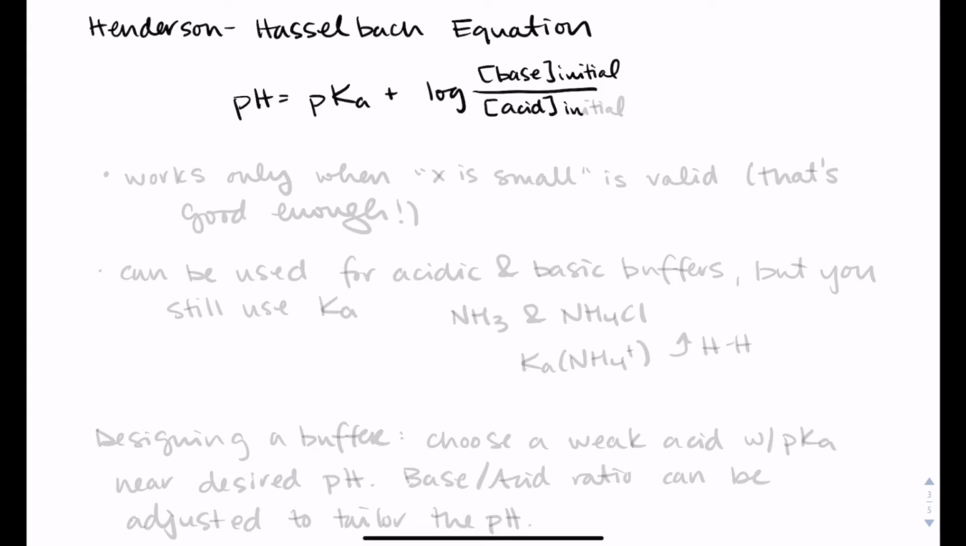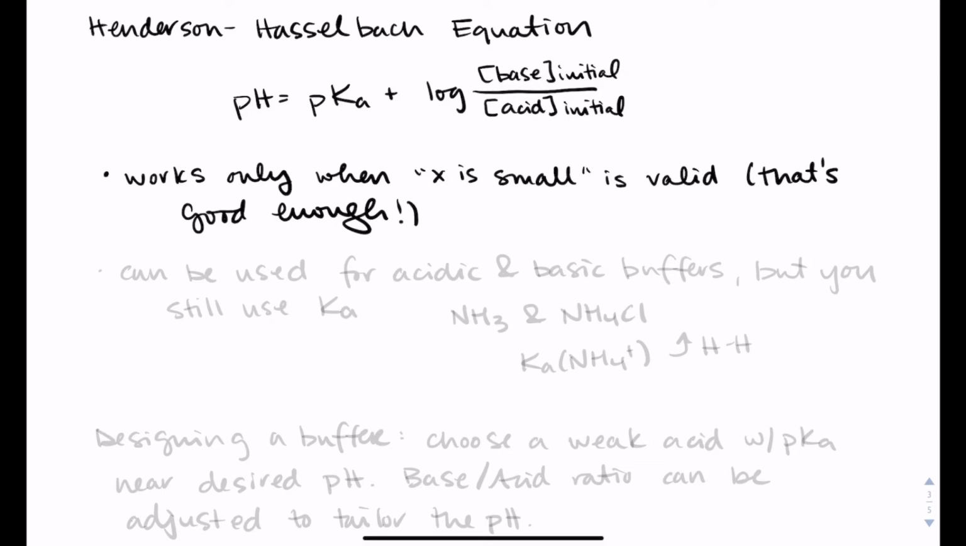This only works when you can assume that X is small. However, that's good enough. The buffers that we use are all going to fit into this category. You will be able to use Henderson-Hasselbalch for every buffer that you encounter. So the nice thing is that you can use it for acidic and basic buffers. You're still using Ka though, so the equation itself does not change. It's pH equals pKa plus the log of the base divided by the acid.